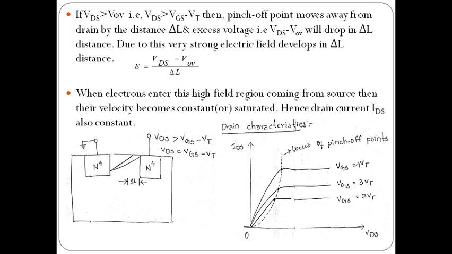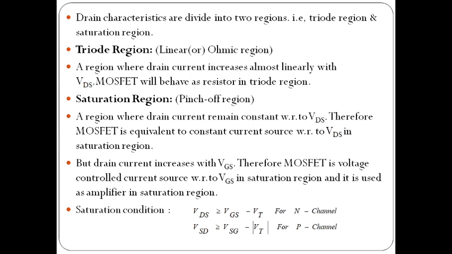It is similar to our JFET. It is divided into two regions: the triode region and the saturation region. The triode region is also called the linear region or ohmic region. In this region, the drain current ID or IDS varies linearly with the VDS value, so the MOSFET behaves as a resistor. In the saturation region, or pinch off region, the drain current remains constant with respect to VDS. Therefore, the MOSFET is equivalent to a constant current source with respect to VDS.